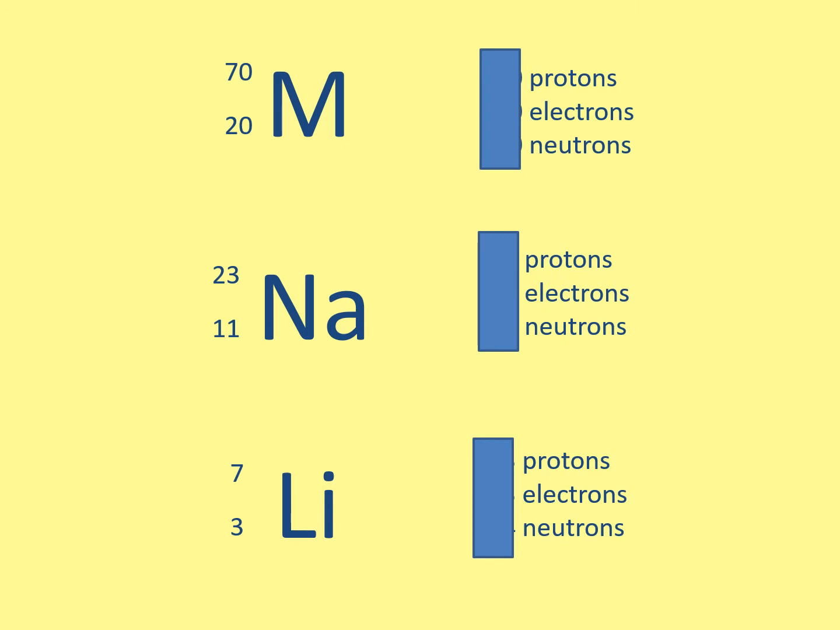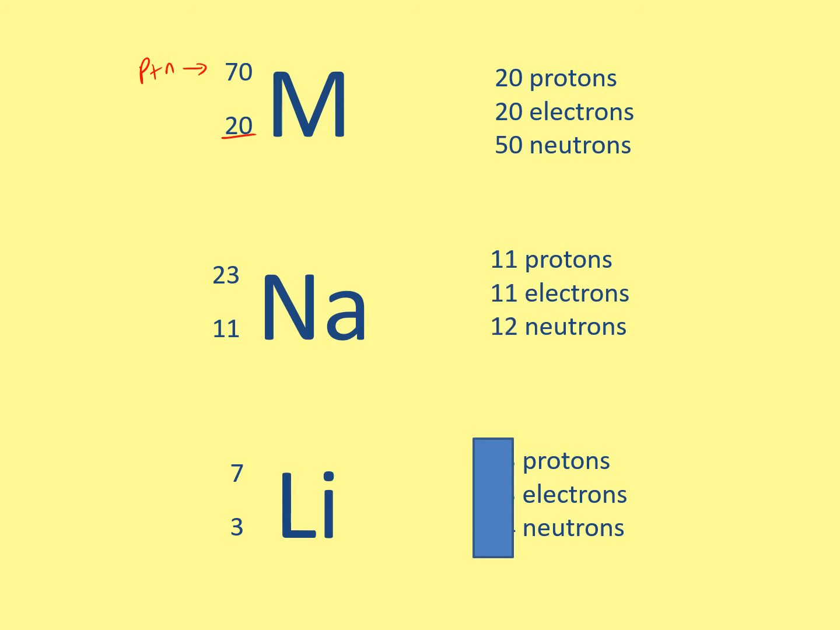Pause the video now and have a go at these 3. So I want to know how many protons, neutrons, and electrons in each atom. This first one is 20 protons. The atomic number is 20, so it's 20 protons, 20 electrons, always the same, so the charge is 0 because we've got plus 20 and minus 20. And then we do 70 up here. This is protons plus neutrons up here. We know 20 of them are protons, so there must be 50 neutrons left.